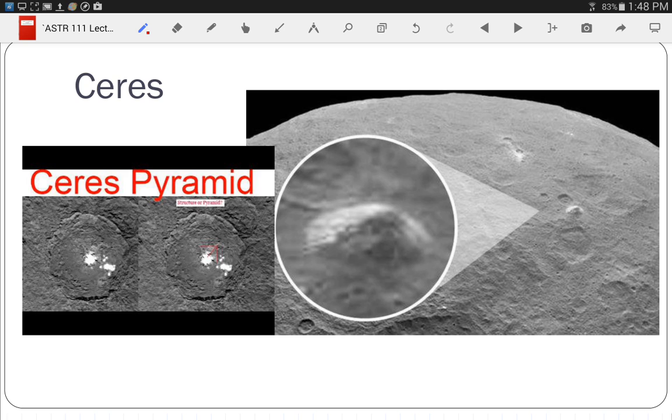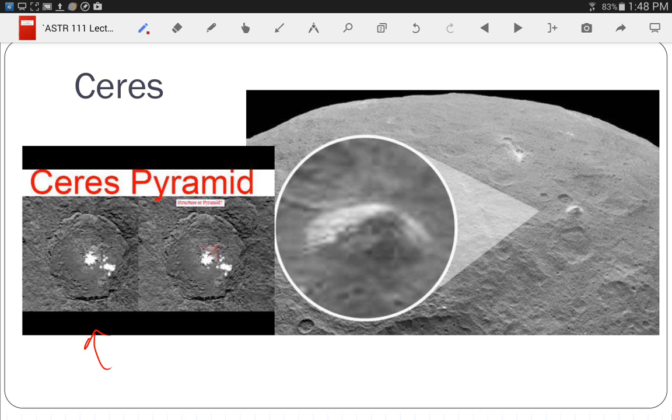Here's probably the coolest feature that you've heard about on Ceres. Certainly the coolest I've heard about. These bright spots. Ceres pyramid? Yes, that also. The bright spots more than the pyramid to me. Those bright spots are real. They're legit. And what causes them?